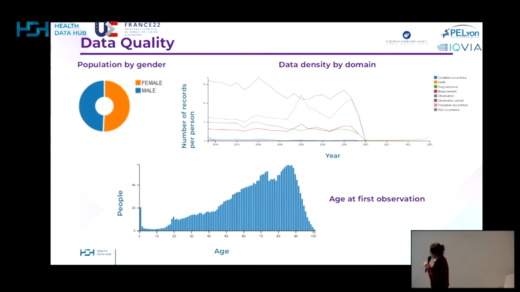And the data density by domain is the number of records per person. A domain is, in OMOP CDM, a visit. It means when you go to the hospital or when you go to the doctor or the pharmacist, etc. Death, drug exposure, measurement, condition, observation, etc. So it's the number of records in the database during the duration of the observation.